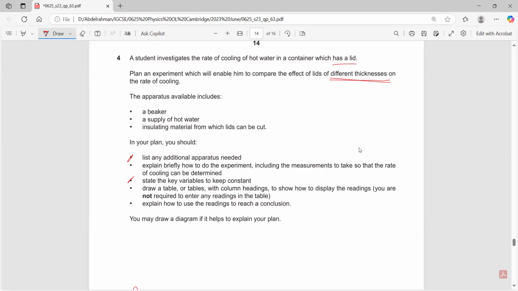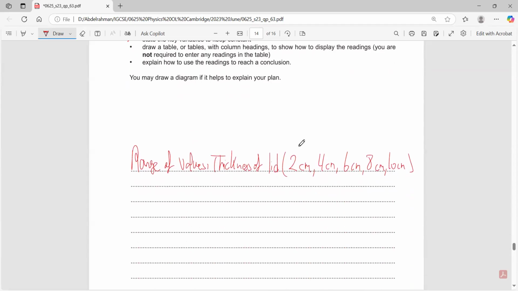That's why I need to include the missing apparatus, and I need to state the key variables. What are the controlled variables for this question? For example, I have a lot of them. This is a very common question. The volume of the water, the initial temperature of the water, and then you can talk about the room temperature.